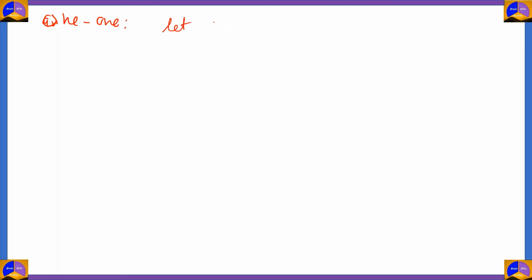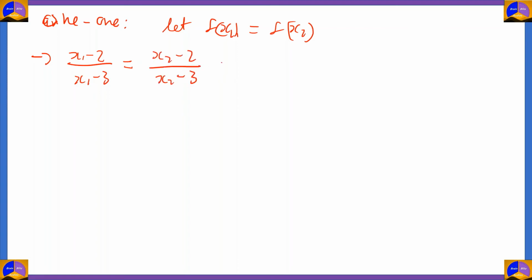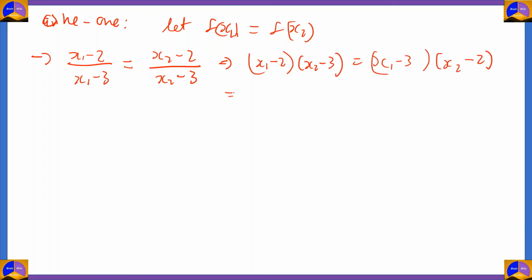So we consider f of x1 equal to f of x2. Since f of x is x minus 2 by x minus 3, let's put in the values. So x1 minus 2 divided by x1 minus 3 is equal to x2 minus 2 divided by x2 minus 3. On cross multiplication, we'll get x1 minus 2 into x2 minus 3 equals x1 minus 3 into x2 minus 2. Now we can open the brackets.